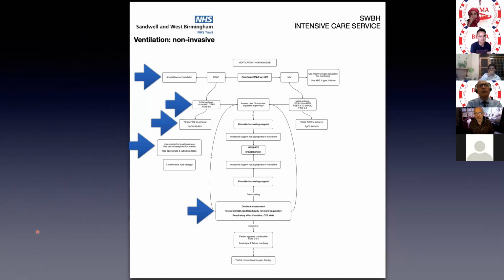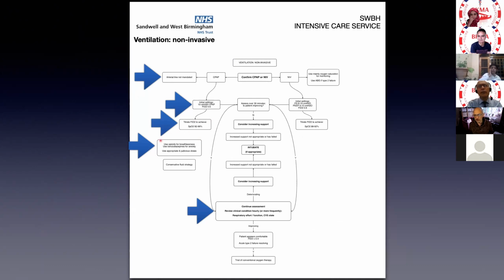Again, in terms of standardization, this is our CPAP NIV path. Again, I don't want to dwell too much on it, apart from a few highlights. We don't use A-lines in these patients routinely. Our standard initial CPAP setting is 10 centimeters at 60% oxygen, and then we titrate the therapy down to keep the SATs in the 92 to 96 range.